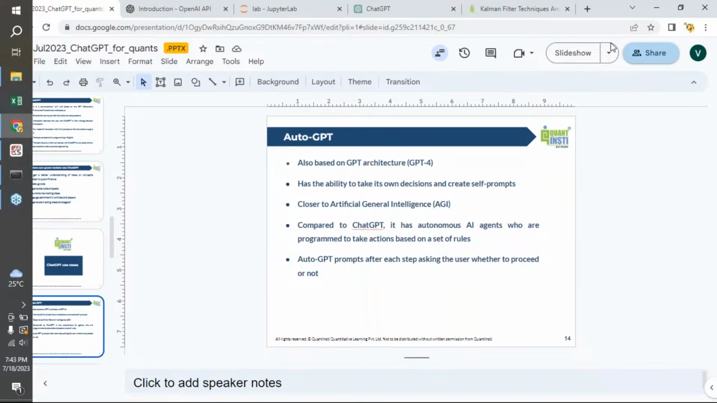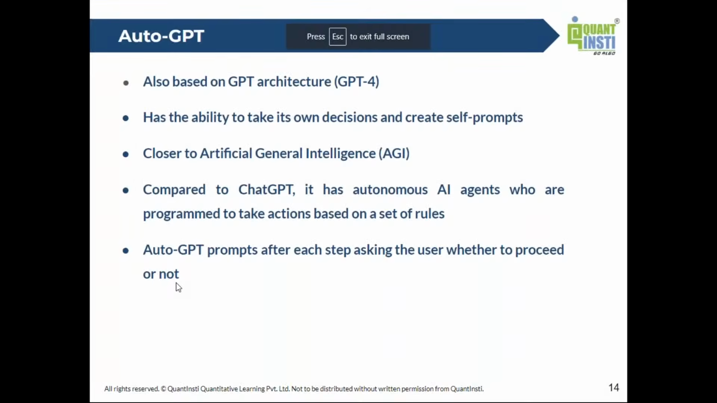Okay. So now I want to talk about another of these models, which is called AutoGPT, right? AutoGPT is also based on the same kind of architecture, I'd say, the same GPT architecture. However, there's a big difference between what AutoGPT can do compared to, say, ChatGPT. First of all, AutoGPT has the ability to take its own decisions.